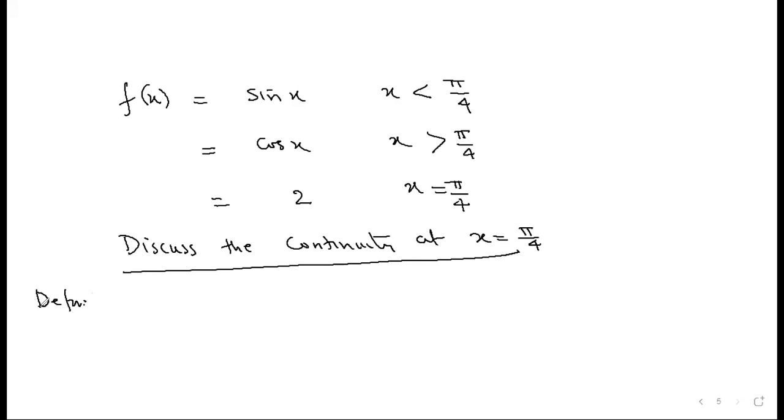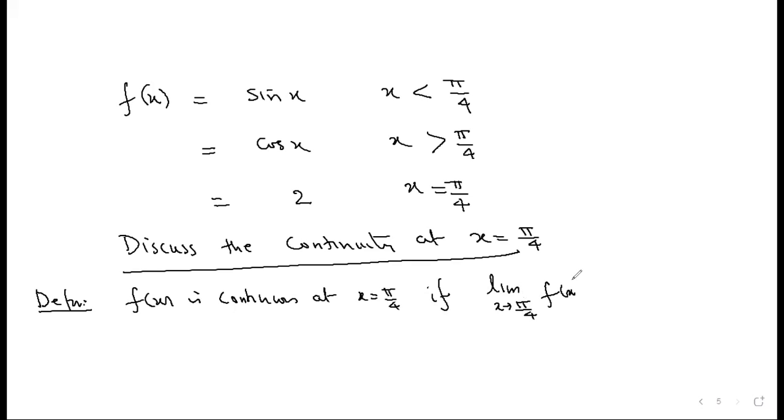f of x is continuous at x is equal to pi by 4 if limit x tending to pi by 4 f of x is equal to f of pi by 4. Now only one thing is different here.